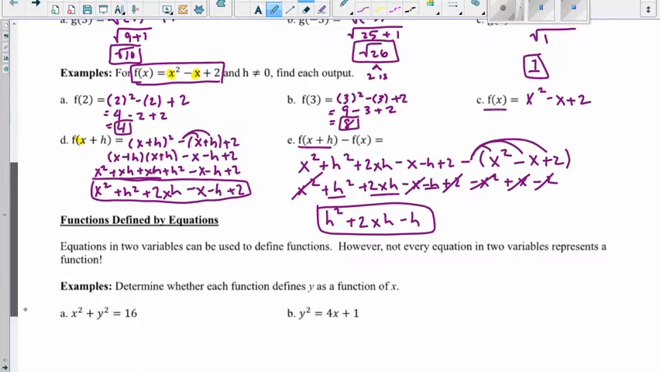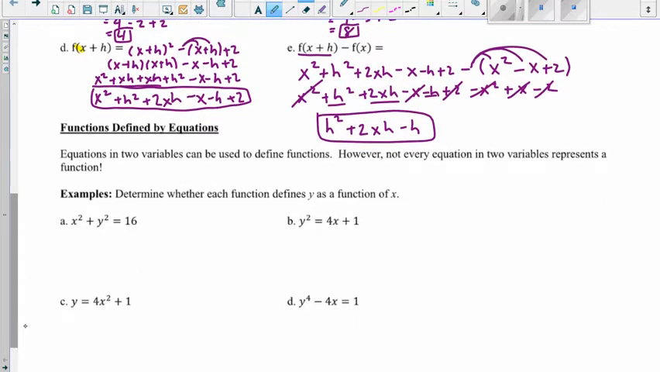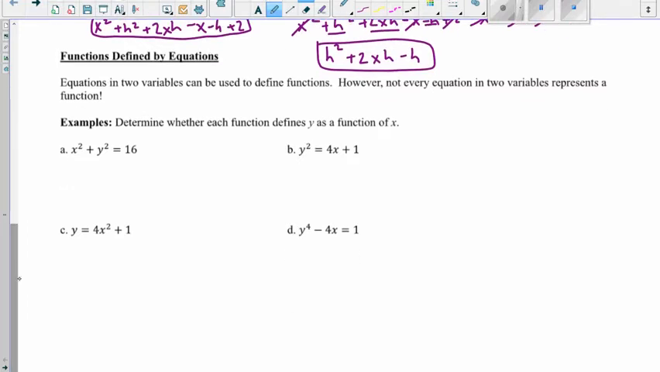Functions defined by equations. Equations in two variables can be used to define functions. However, not every equation in two variables represents a function. Determine whether each function defines y as a function of x. So looking here at this first one, we have x squared plus y squared equals 16. So if we want to determine whether or not each function defines y as a function of x, that means we need to solve for y equals.